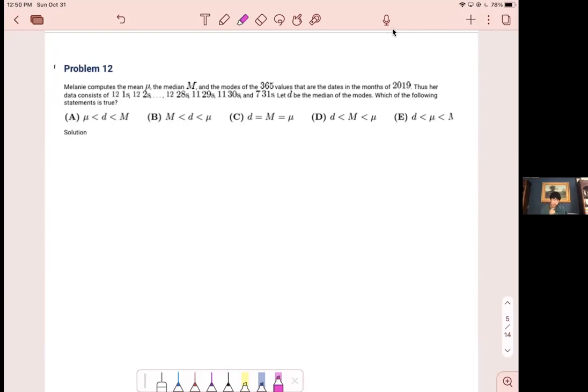Problem 12. Melanie computes the mean, the median, and the modes of the 365 values that are the dates in the months of 2019. Thus, her data consists of 12 ones, 12 twos, 12 threes, 12 fours, and so on, up to 12 27s, 12 28s, and then 11 29s because of February dropping out, 11 30s, and then only 7 31s. Let D be the median of the modes. Which of the following statements is true?